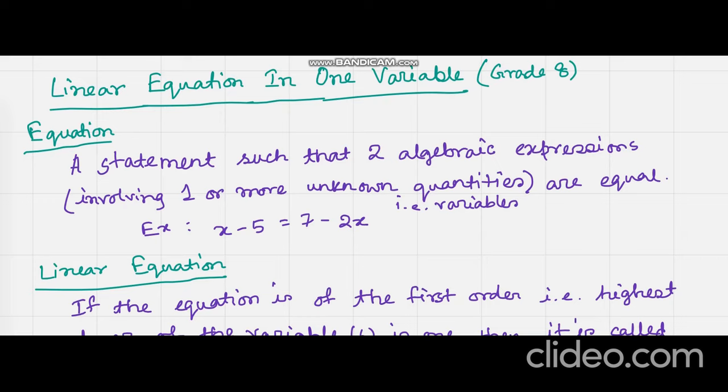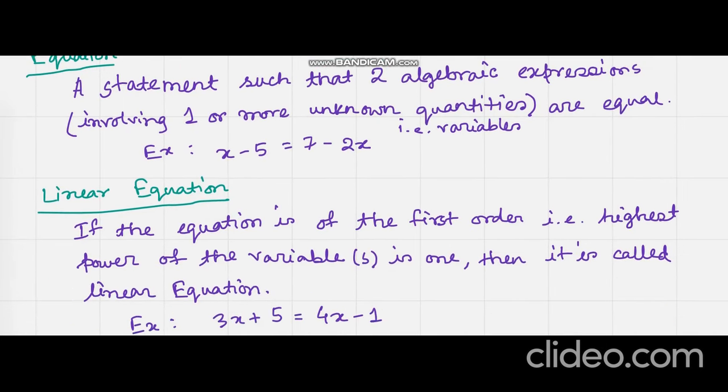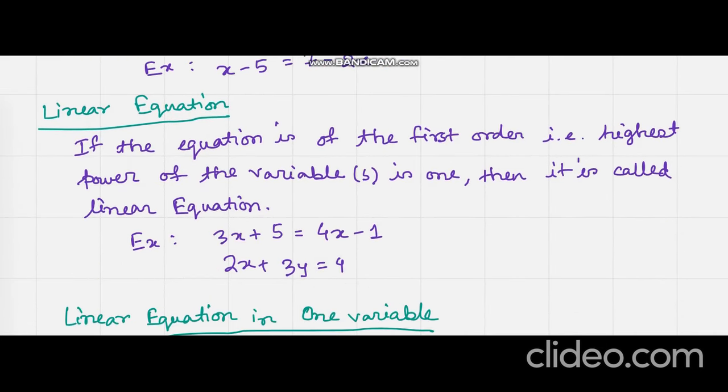Now let us check what we mean by linear equation. A linear equation is an equation which is of the first order. What do you mean by first order? First order means the highest power of the variable is 1. That is called a linear equation.